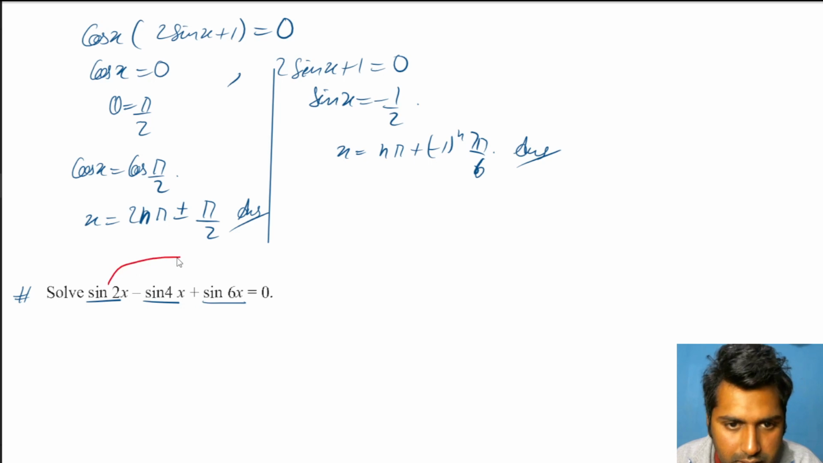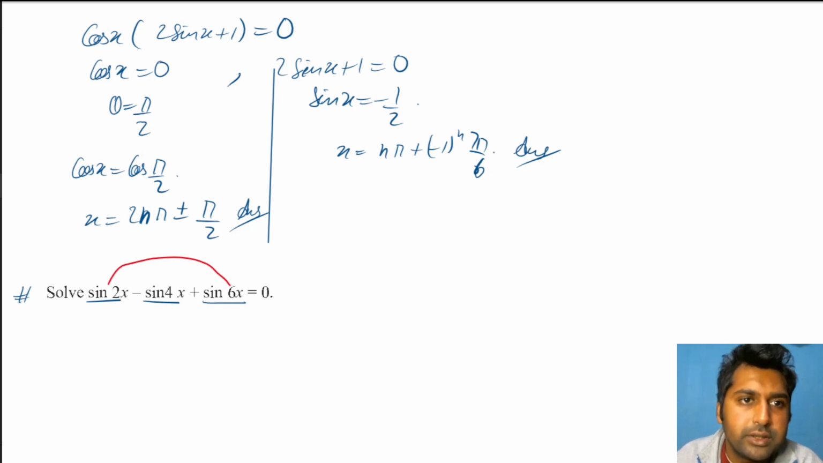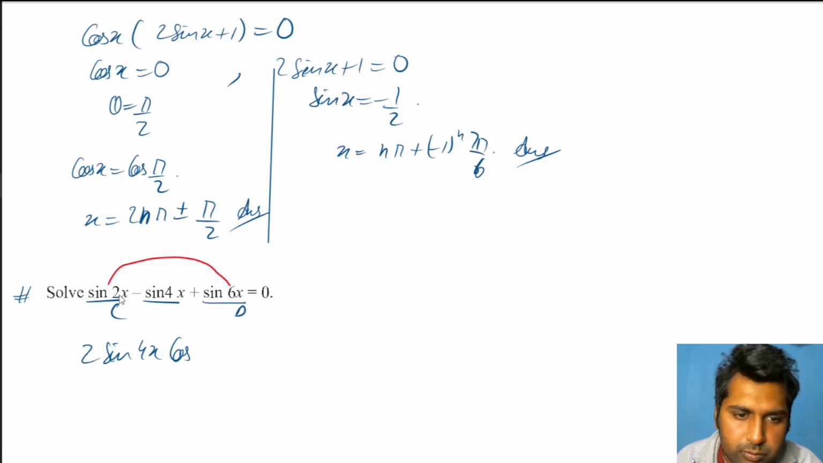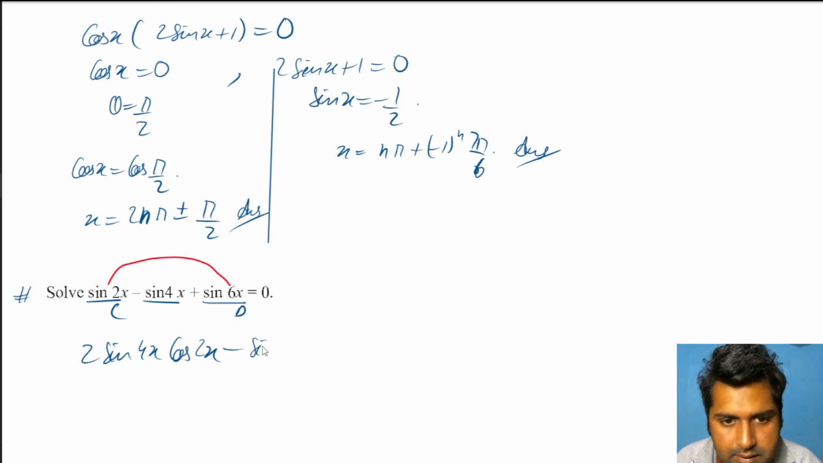And remember, we used to apply it on the first and last so that it generates the term in the middle. 6 plus 2, 8; 8 by 2 is 4. So sine 4x will be there. So I'm applying sine C plus sine D on these two. So that becomes 2 sine, add them, divide by 2, so 4x, cos, subtract them, divide by 2, so cos 6 minus 2, 4 by 2, 2x, minus sine 4x equal to 0.